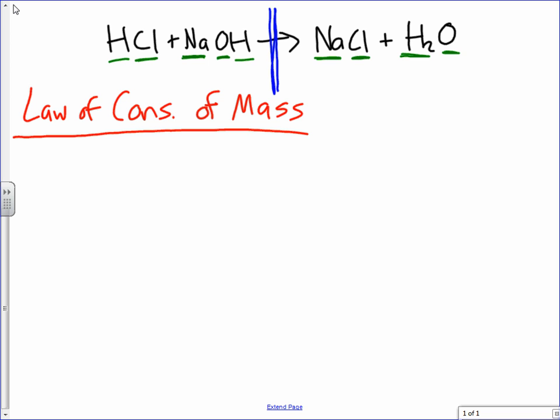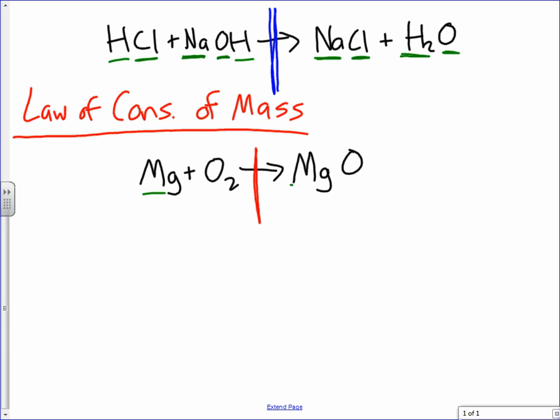However, let me show you another chemical reaction. Let's go back to magnesium and oxygen reacting to make magnesium oxide. So if we break it down like we did before, and we count it up: one magnesium, 2 oxygen, 1 oxygen. So we got a problem here. Our reaction is not balanced, right? So basically we are going to need to balance this thing.